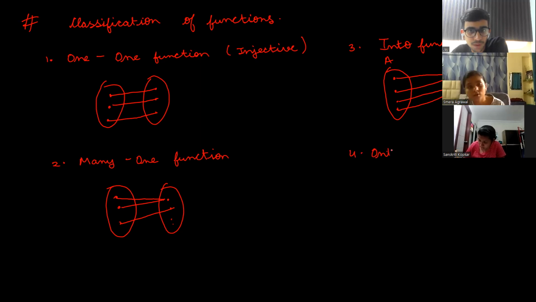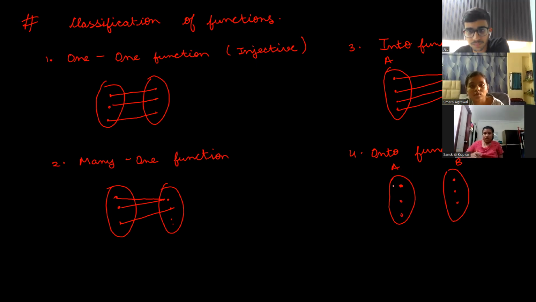The last is onto function. So onto function is just opposite to into function. It's like each and every element of A has some image in B. ठीक है. So 1 1 function is a special type of onto function. No.